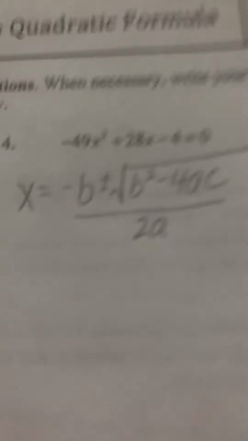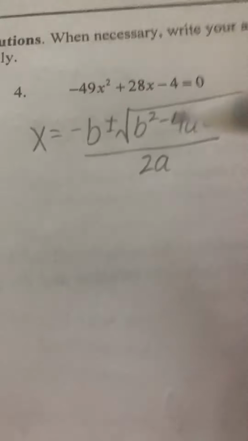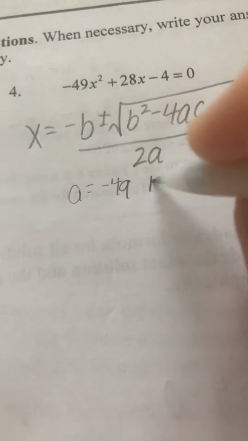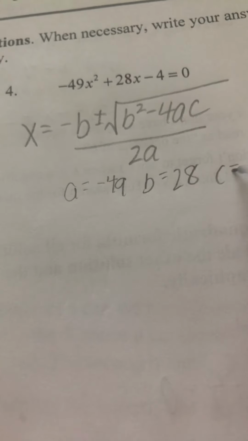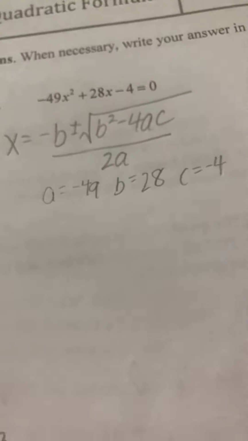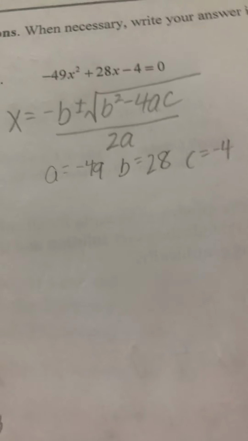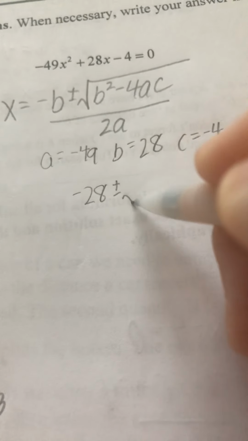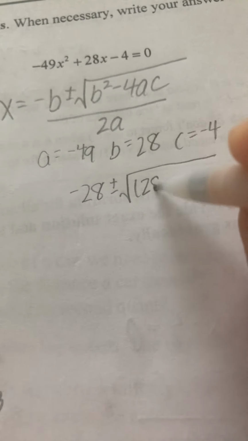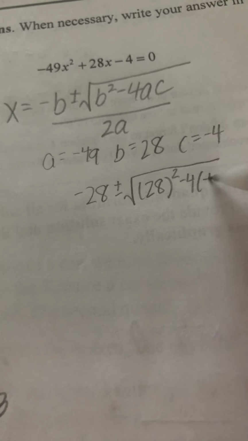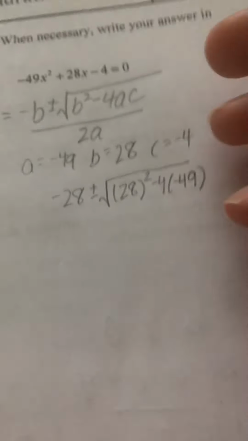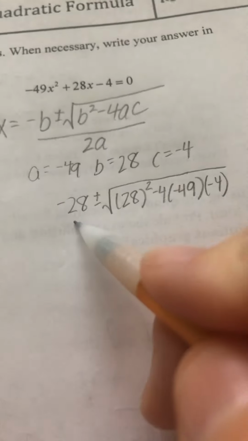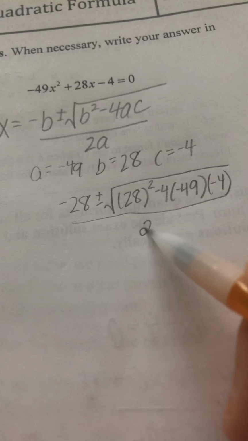Okay, so next one. This one's all set up. The numbers are a little funky. Notice I already wrote the quadratic formula for you. You should be writing it over and over so you can commit it to memory. So -28 plus or minus the square root of 28 squared minus 4 times -49 times -4. These numbers look a little big. All over 2a. So 2 times -49.